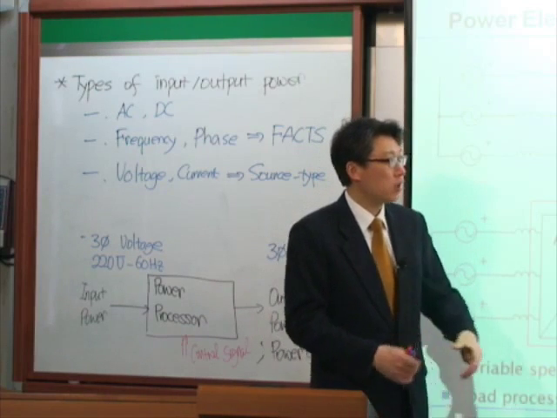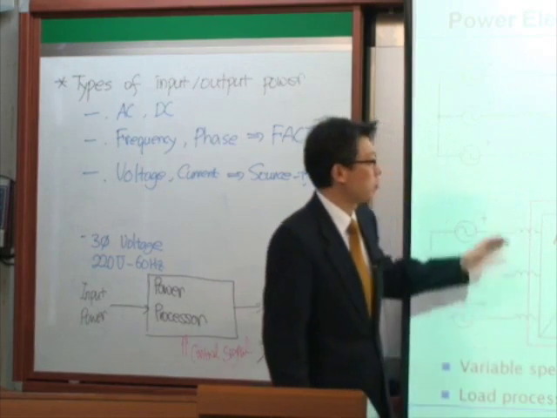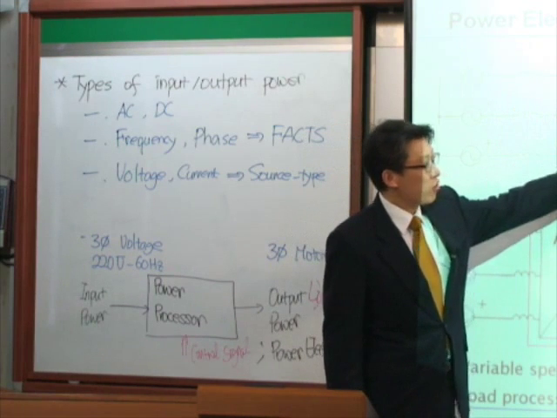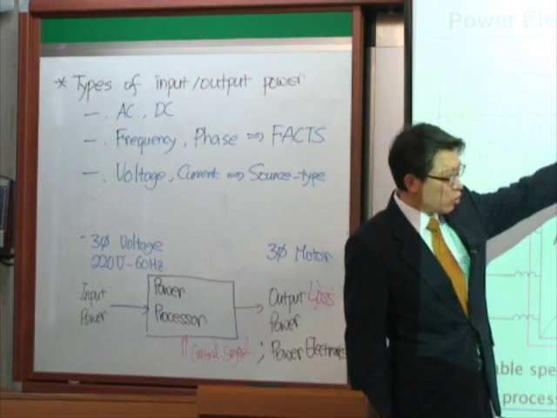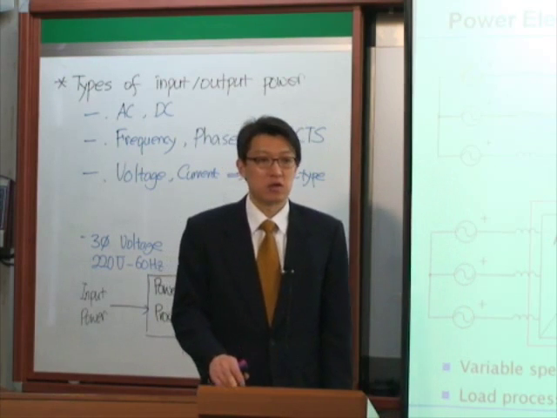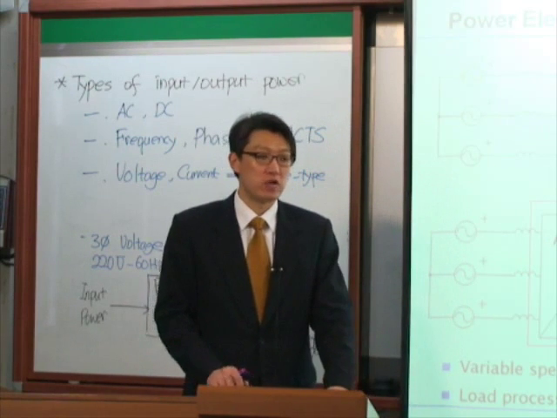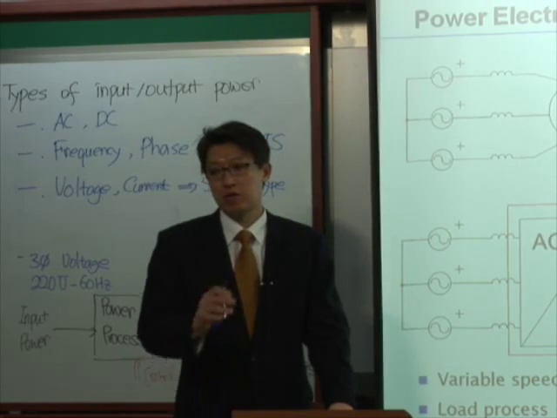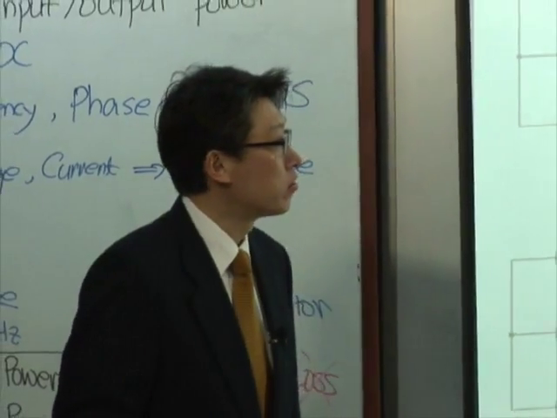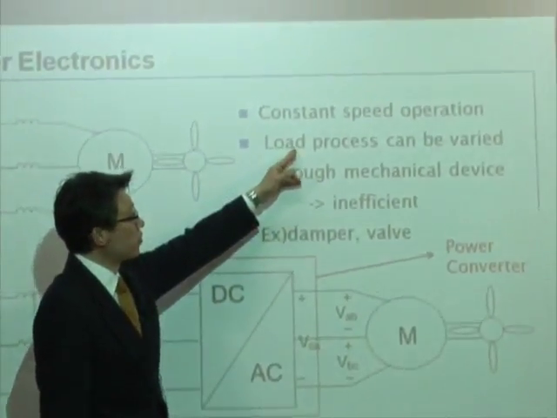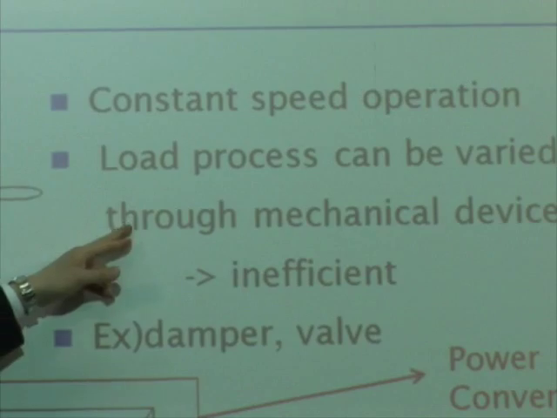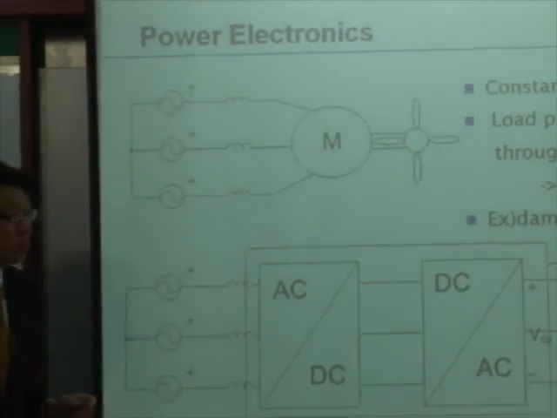And this will create huge amount of power loss because the power is feeding continuously, okay? So when you control the valve and damper, then the power should be lost as a means of heat. So it's not so efficient. So efficiency is ranging around 40% or 50%. Okay. So the load process, in our example, the hot air control can be varied through mechanical devices. So it's inefficient.